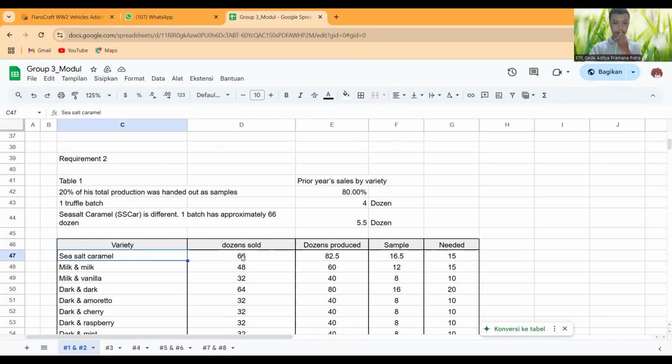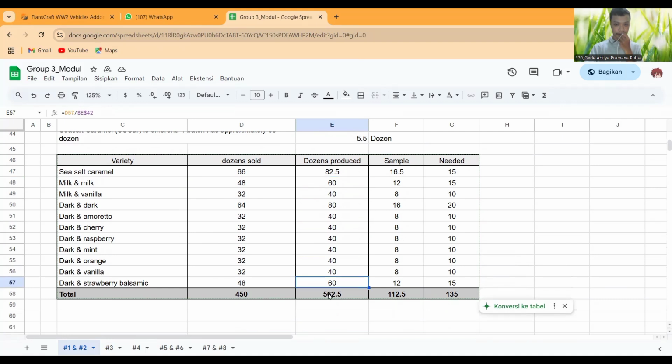However, to calculate the percent frequency, we divide it by 80%. 47 divided by its derivative 80%. So here, you got the total amount is 562.5.